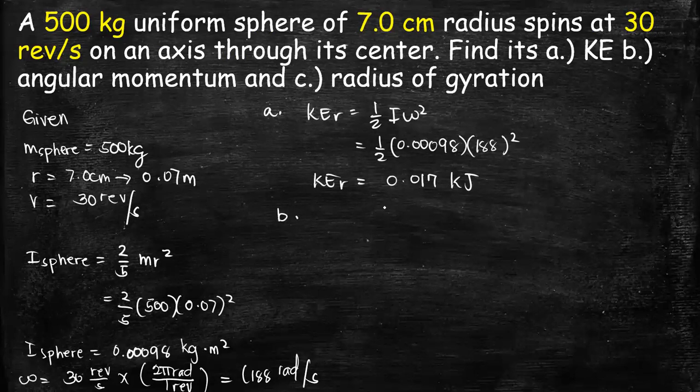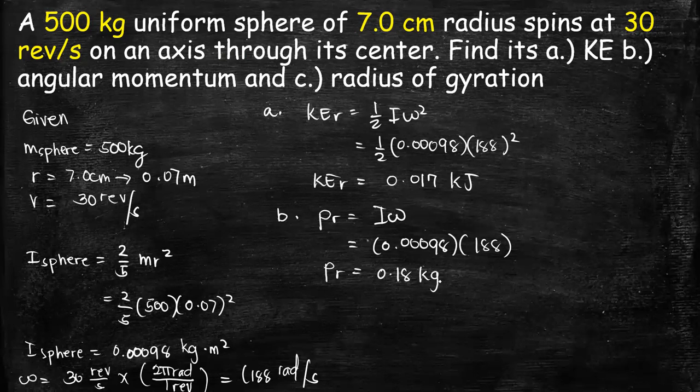Okay, next we have second unknown natin, angular momentum. So angular momentum, di ba? L is equal to I omega. Okay? So para makuha natin yung angular momentum, kunin natin ulit yung I. So that is, or moment of inertia, 0.00098. Tapos yung angular velocity na 188. So para makuha natin yung angular momentum, which is 0.18 kilogram meter squared per second. Okay?